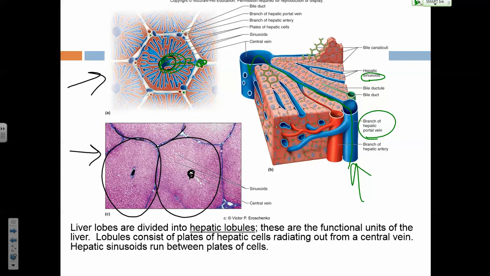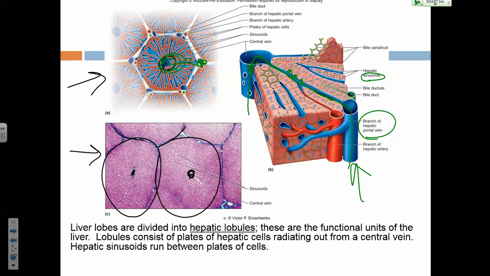And as it does, nutrients that are in it, like glucose and amino acids, are taken up by these hepatic cells and processed with all those metabolism things. There's also macrophages lining those sinusoids, and so by the time it makes its way to the central vein, it's more filtered. And then that collects with other central veins to ultimately lead to a hepatic vein that empties into the vena cava.